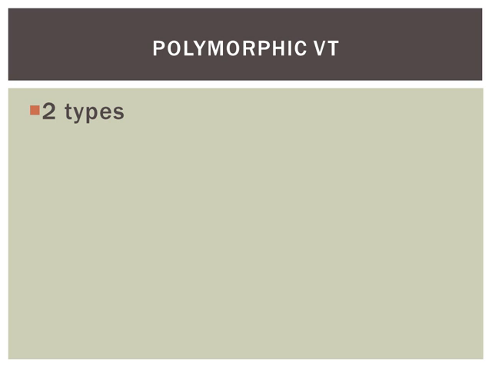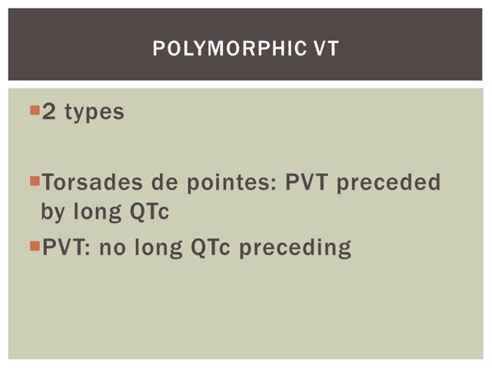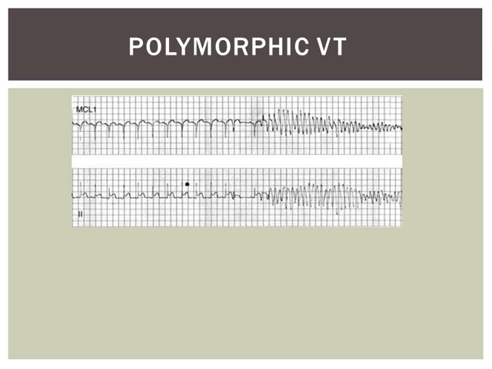So polymorphic VT is often confusingly named torsades when it might not be classic torsades, and otherwise people just call it polymorphic VT. So what's the difference? In torsade de pointes, the polymorphic VT has been preceded by a long QT interval. In polymorphic VT, there's no long QTc preceding. You don't get classic twisting of the points unless there's a long QT.